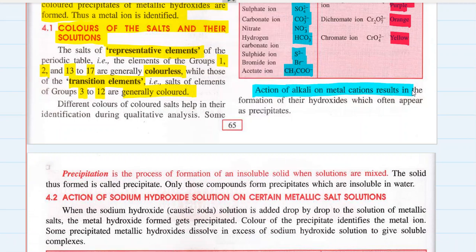Action of alkali. Alkali means a reagent. Which reagent? Sodium hydroxide and ammonium hydroxide. So the action of these alkalis on metal cations. Metal cations means any salt solution of metal. It results in the formation of their hydroxides, which are generally in the form of precipitates, because metal hydroxides are generally not soluble in water. Okay, so they appear as precipitates.